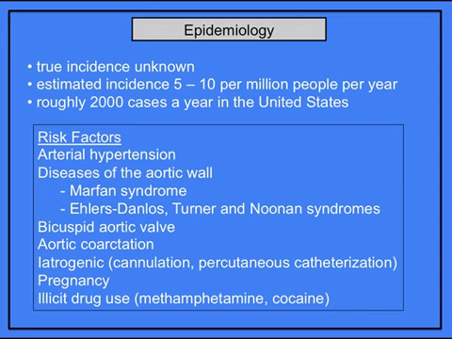The incidence of aortic dissection is related to the prevalence of risk factors, the most important being untreated hypertension and diseases of the aortic wall. Other risk factors are presented in this slide.